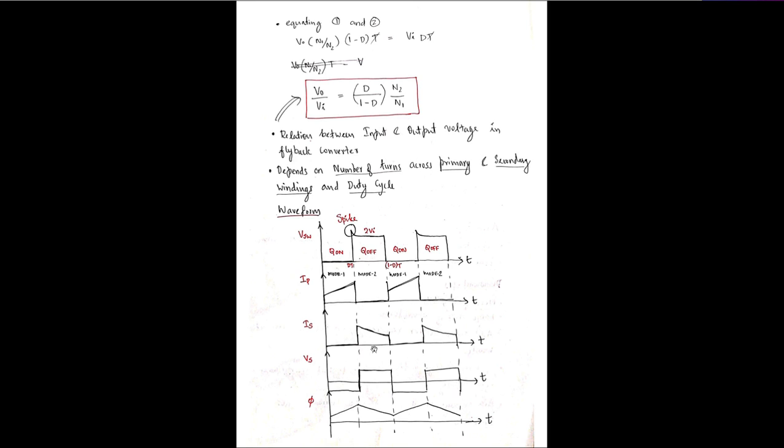Similarly, in the case of the secondary, when the switch is on, the diode will be reverse biased. As a result, no current is there across the secondary, and when the switch is off, the diode is forward biased. So because of the inductor discharging, current will be decreasing from maximum to minimum. Okay, so these all are the disadvantages of the flyback converter.